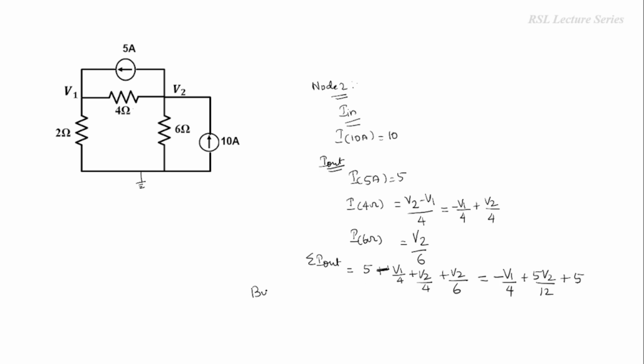So now we have to write down the KCL equation. So by Kirchhoff's current law, sum of the outgoing currents is equal to sum of the incoming current. Here the incoming current is 10. So we can write minus V1 by 4 plus 5 V2 by 12 plus 5 equal to 10, or minus V1 by 4 plus 5 V2 by 12 equal to 5. So this 5 will go this side. So 10 minus 5 will be equal to 5. So this is equation number 2.